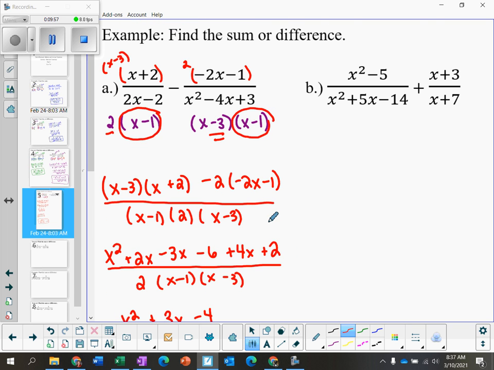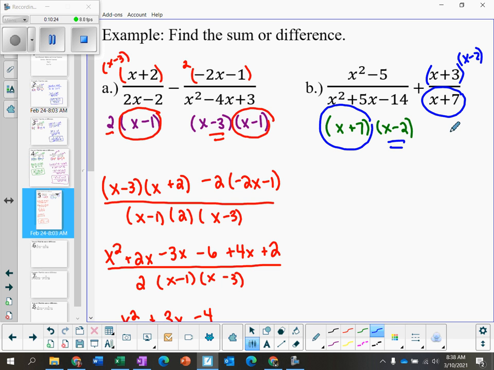All right, let's look at B. So for B, this bottom here factors to x plus 7, x minus 2. So when I look at them, they both have x plus 7. So this is missing the x minus 2, so that will get multiplied over here. But this side wasn't missing anything. There's nothing extra over here to multiply. So this side of my fraction is not going to get multiplied by anything.